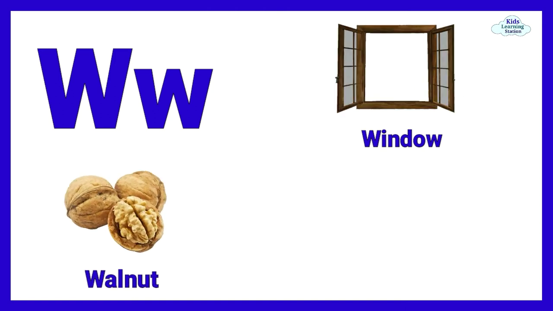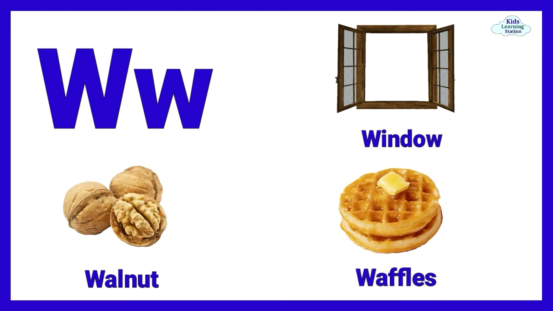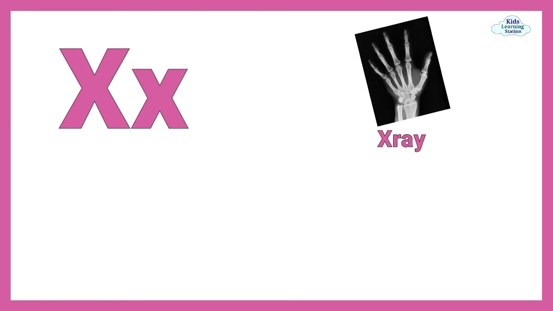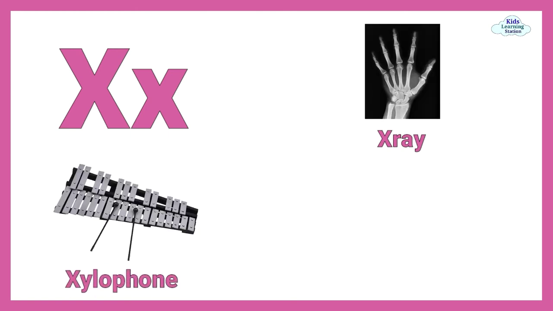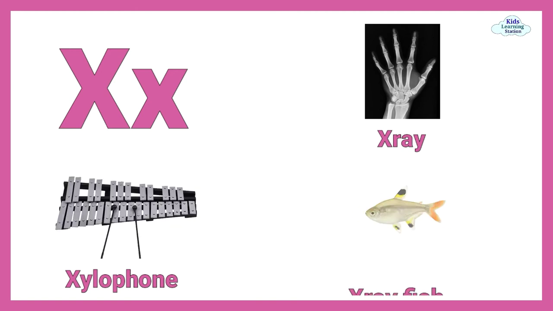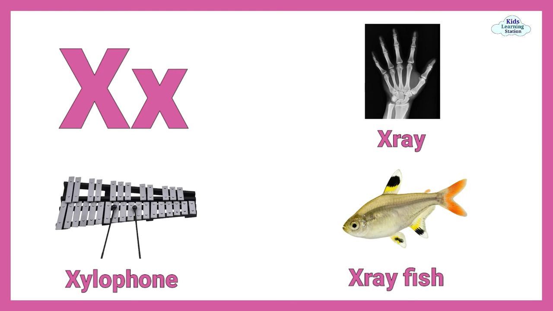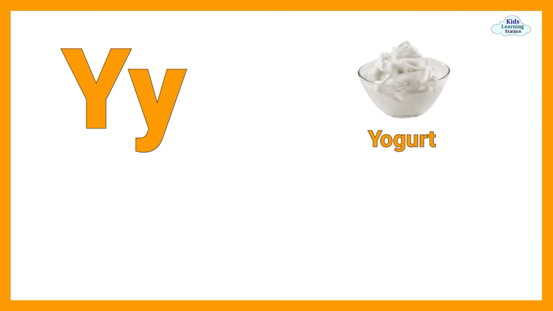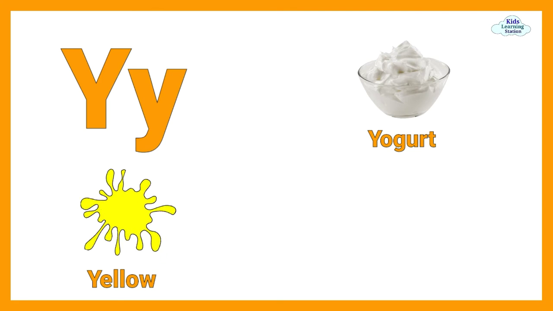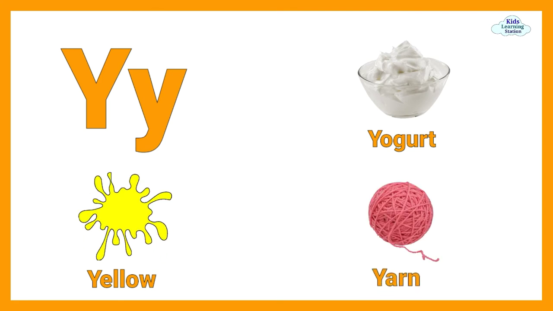W is for window. Window. Walnut, walnut. Waffles, waffles. X is for x-ray. X-ray. Xylophone, xylophone. X-ray fish, x-ray fish. Y is for yogurt. Yogurt. Yellow, yellow. Yawn, yawn.